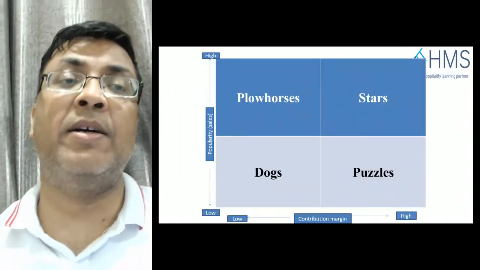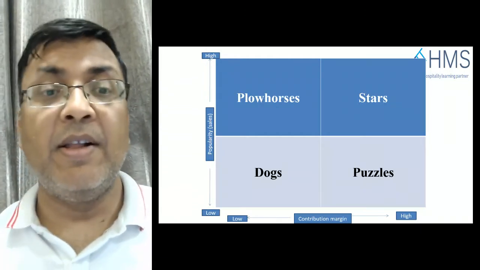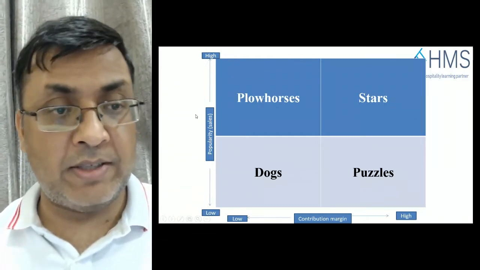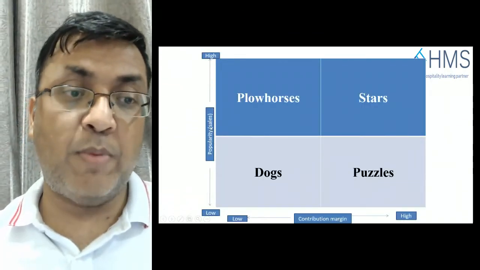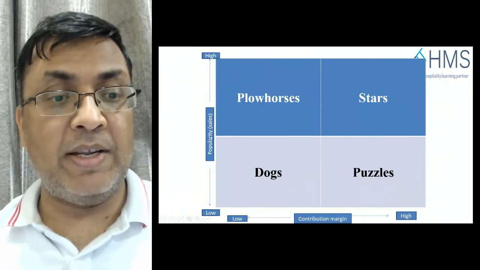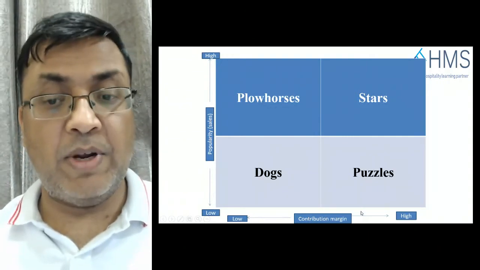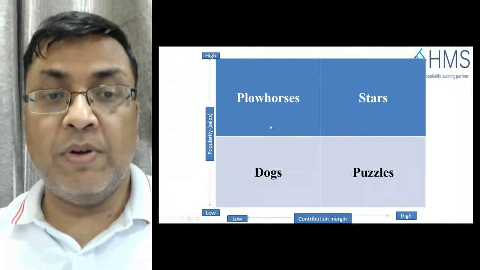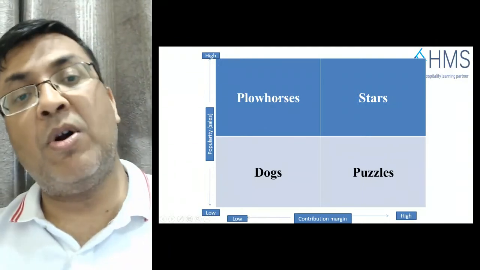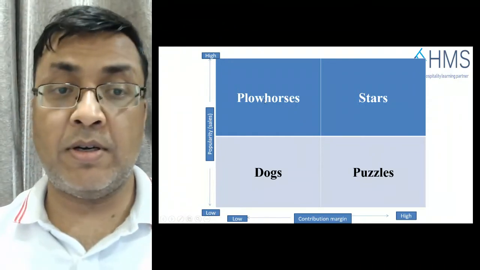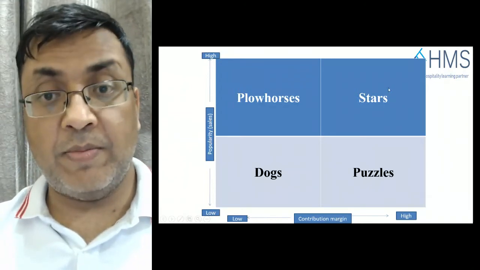Now let's look at the graphical representation of what we have just discussed so that you can understand it easier. As you can see, on the y-axis we have plotted popularity in sales, so high popularity, low popularity, right? Then on the x-axis you have contribution margin, low and high. So you will be seeing low contribution but high popularity is called plow horses or cash cows, and high popularity and high performance are called stars.